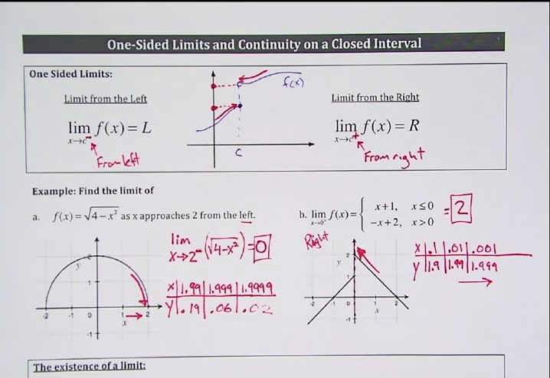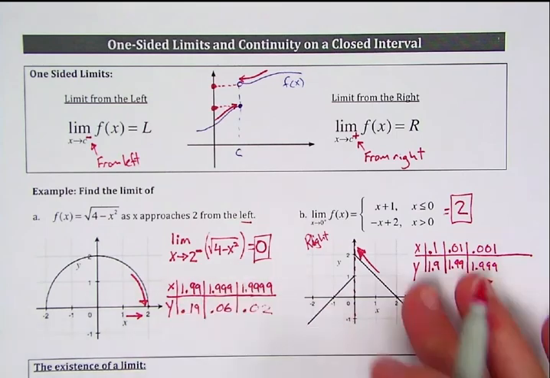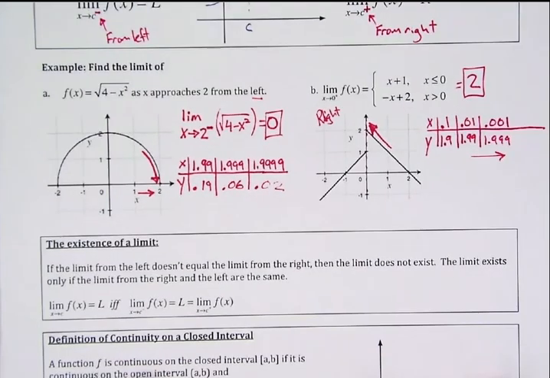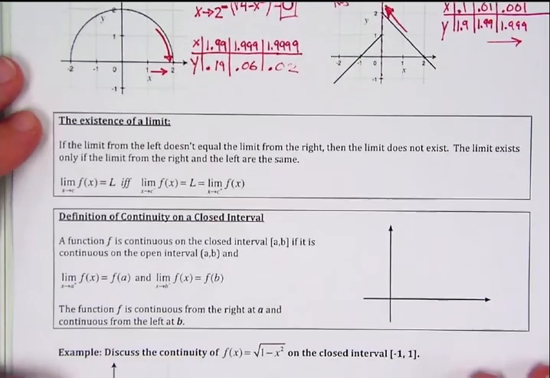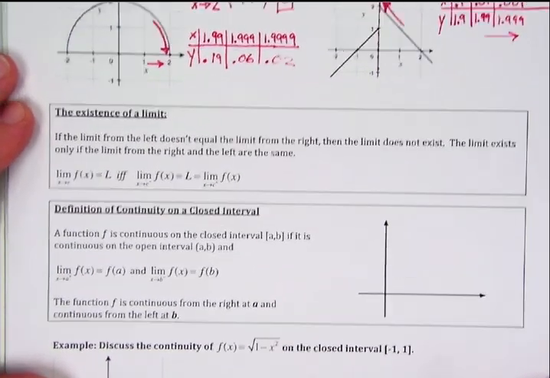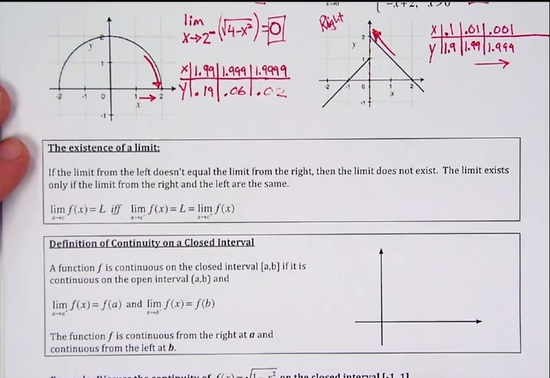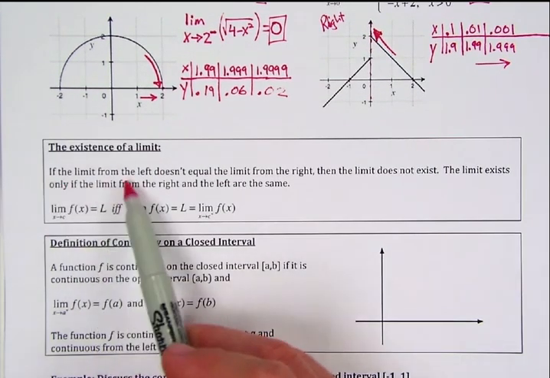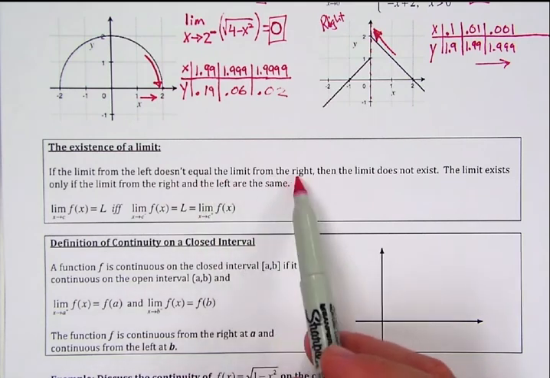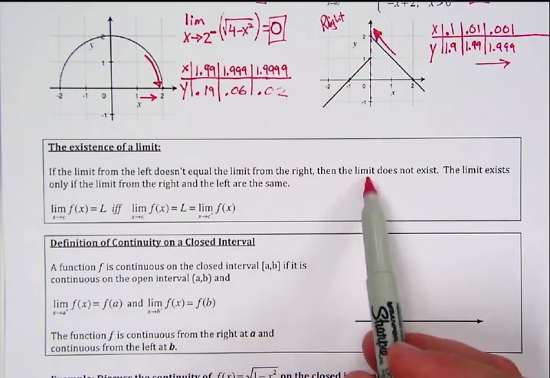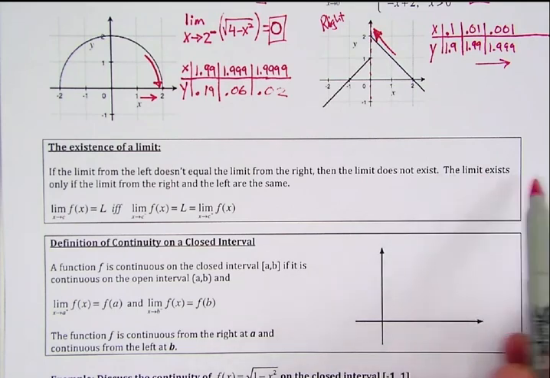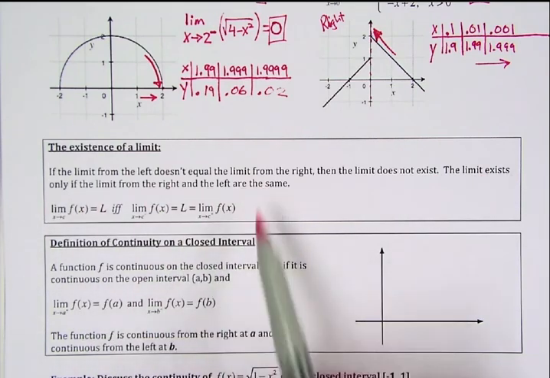Now, why do we talk about right and left limits? Well, because it's important to see as we get close on certain sides, but this is also going to be used in the existence of a limit. So proving whether a limit exists or not. So if the limit from the left doesn't equal the limit from the right, then the limit does not exist. So the limit exists only if the limit from the right and the left are the same.